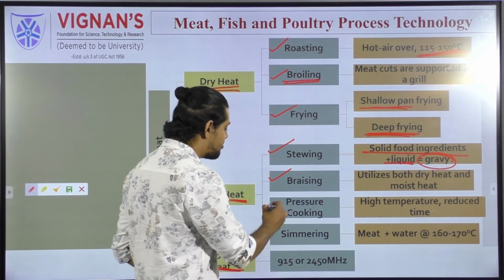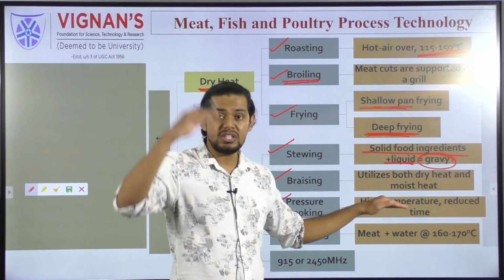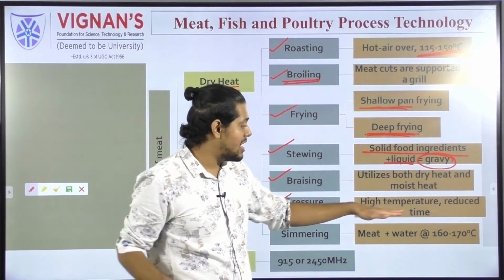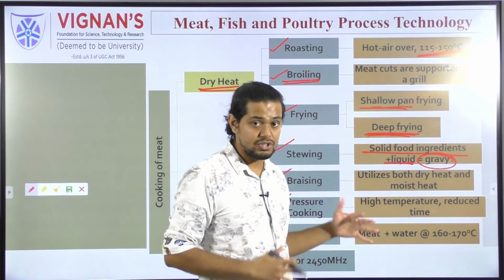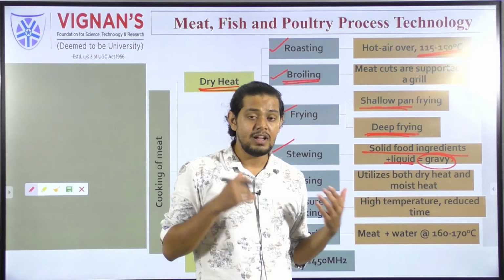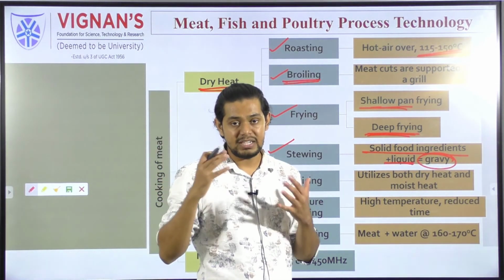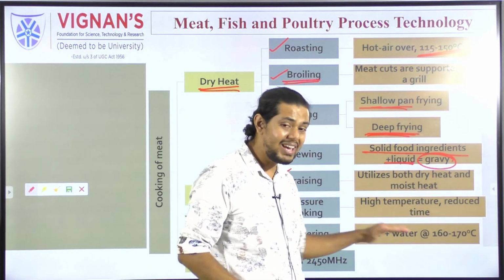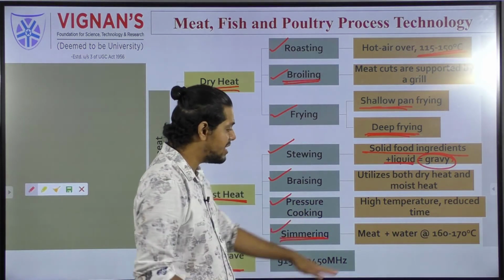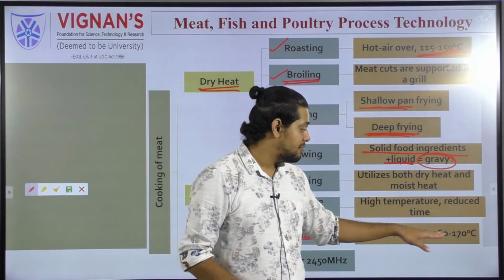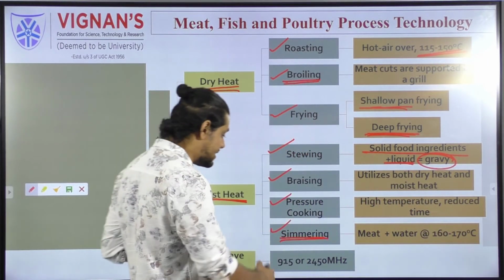Okay, so next one we have pressure cooking. In case of pressure cooking, as we are already aware, the temperature will be very, very high, and thereby the time taken for cooking will be eventually reduced. So the pressure is created, and because of pressure there will be a greater increment in the temperature, and thereby the amount of time taken for proper cooking will be eventually decreasing. Okay, so similarly we have simmering. In case of simmering, the meat plus water is boiled at a temperature of 170 to 160 degrees centigrade. So that is nothing but simmering.